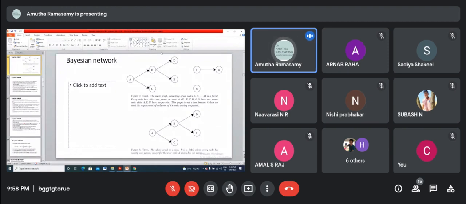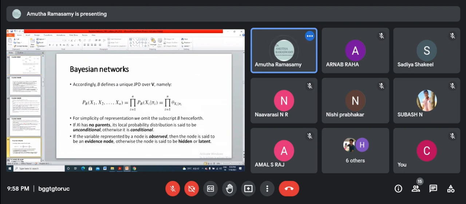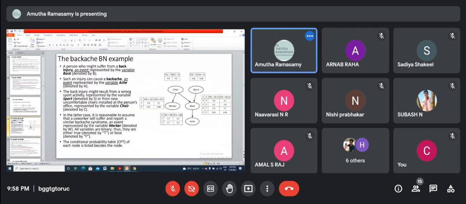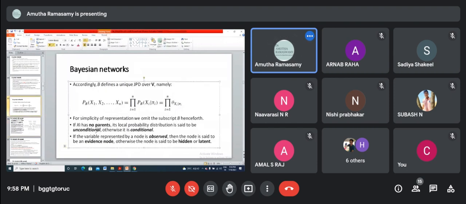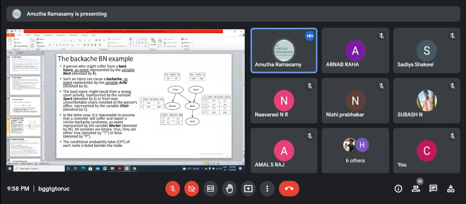So here, if you go with millions of data, in the middle layer we will not worry about it. We can say this is a hidden layer or latent layer. So these are some of the things. Now this is your conditional and unconditional states, with no parents, which I have mentioned. So let us go with an example.